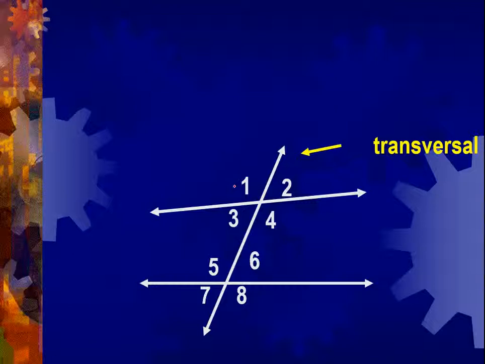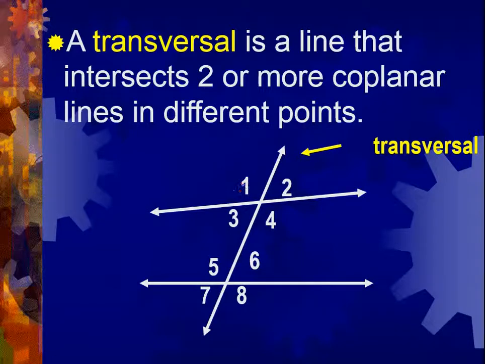Okay, our next topic deals with what we call a transversal. A transversal is a line that intersects 2 or more coplanar lines. So again, we have our 2 coplanar lines here. They're on the same piece of paper, on the same screen, on the same chalkboard, whatever. And they are being crossed by this transversal. Okay, so here's my 2 lines that are coplanar. This line is the transversal.